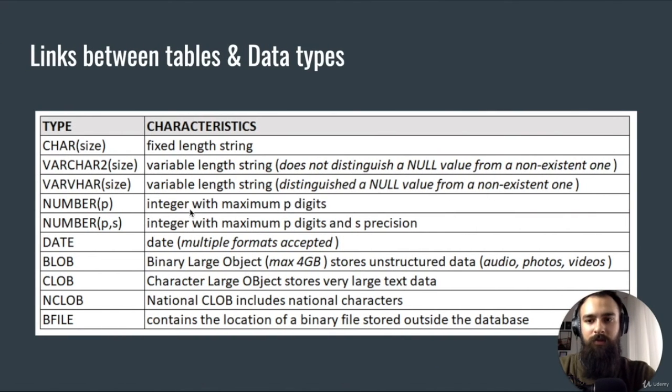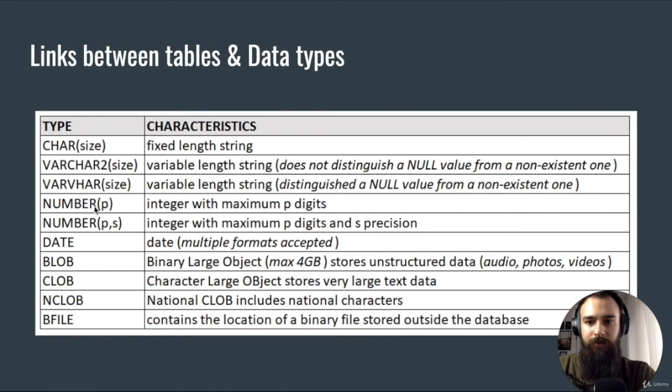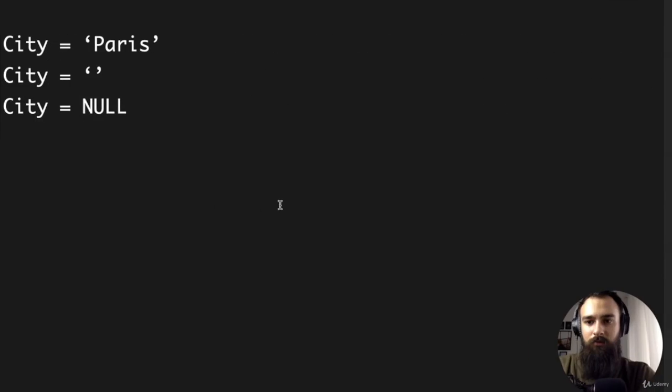The next type is the Varchar. Here we have a C, not a 2, and it's the same as the Varchar2 type, but it distinguishes a null value from a non-existent one. So it can see that here it has a null value and here it has an empty string. The number type. It is a whole number with p digits. For example, the age can be a number, and it can have values such as 18, 35, any number that is whole.